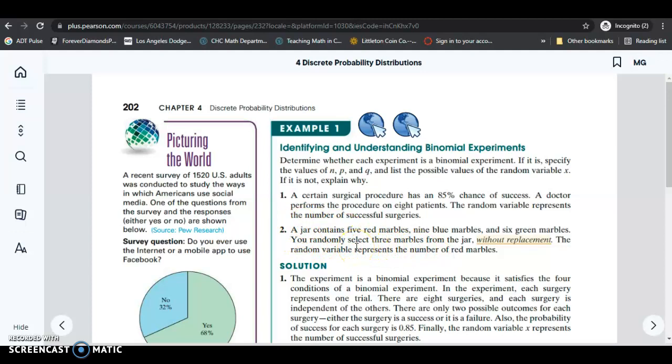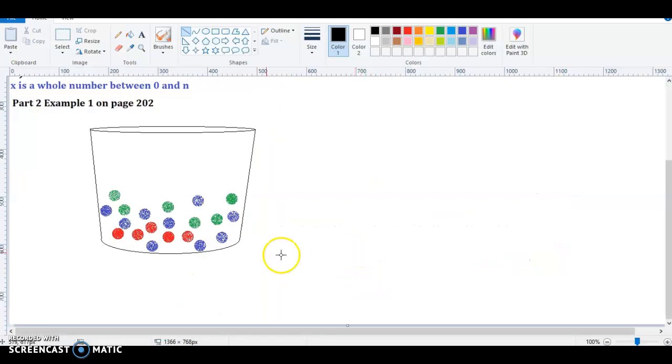Number 2 says a jar contains 5 red marbles, 9 blue marbles, and 6 green marbles. You randomly select 3 marbles from the jar without replacement. So the keyword there is without replacement. So it's just like the problem we are working on. And then it says the random variable represents the number of red marbles.